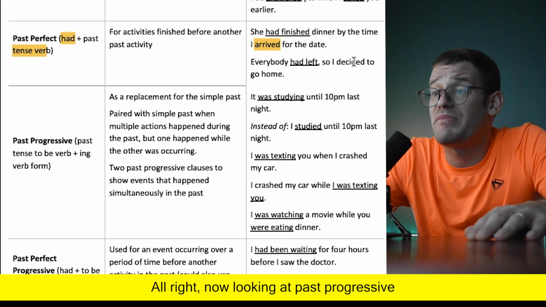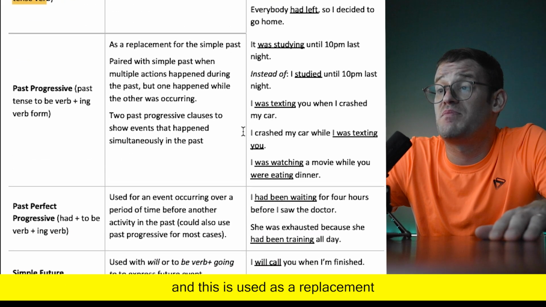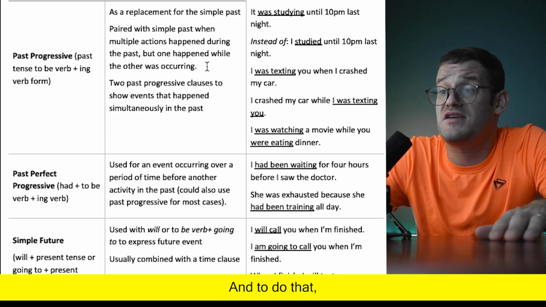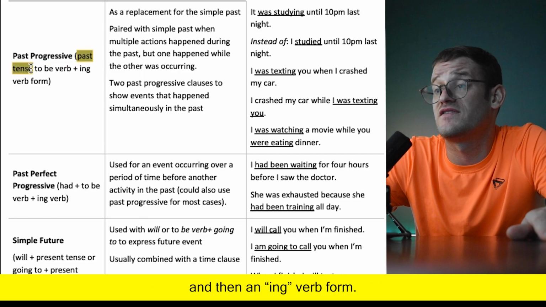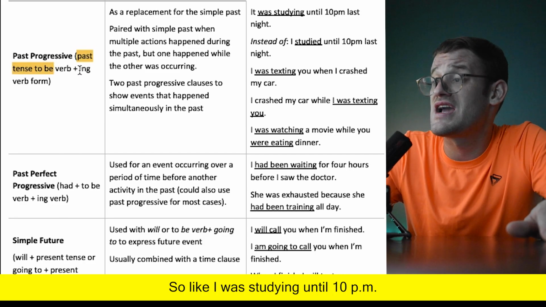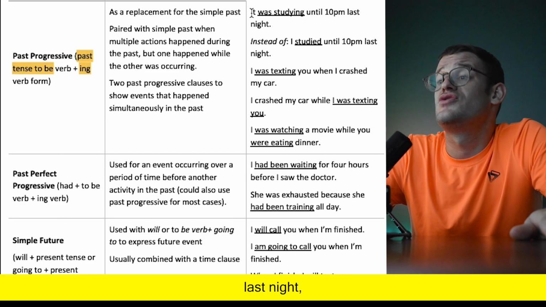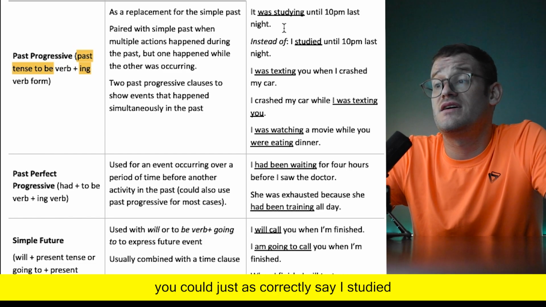All right, now looking at past progressive, and this is used as a replacement for simple past, and to do that, you use basically a past tense to be verb and then an ing verb form. So like, I was studying until 10 p.m. last night. You could just as correctly say, I studied until 10 p.m.